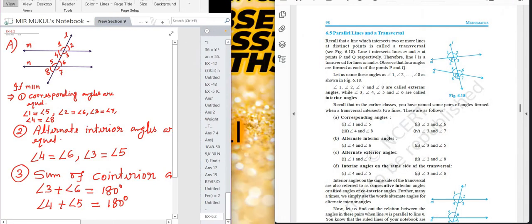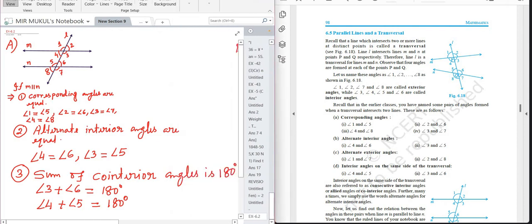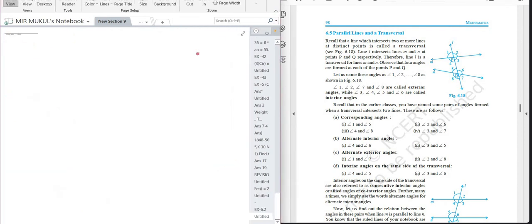Understood? Now we'll start the exercise. Okay. So exercise 6.2.